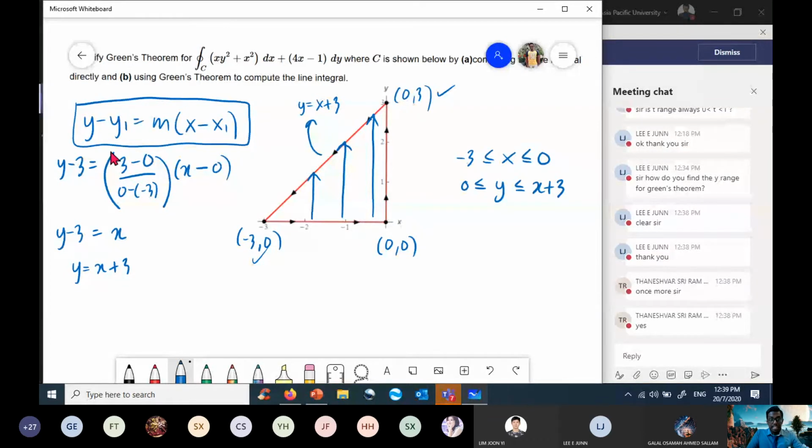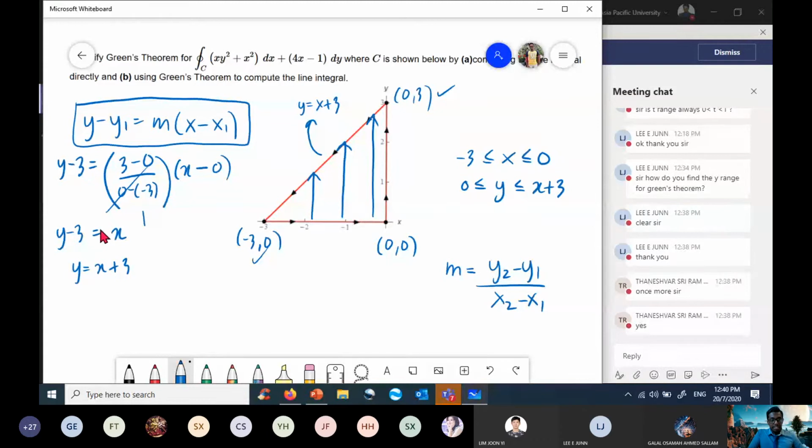The m here is the gradient of the line. How do you find the gradient of the line? You have the formula y2 minus y1 over x2 minus x1. So in this case, 3 minus 0 over 0 minus negative 3. So then I got the gradient. This whole thing, if you compute, is just equal to 1.